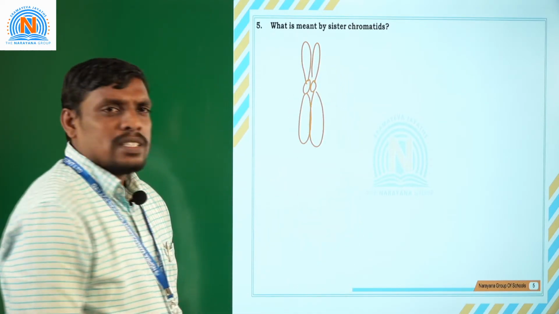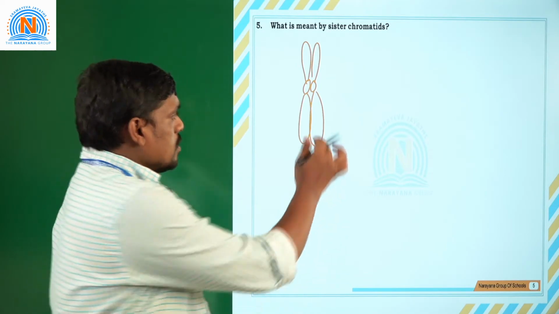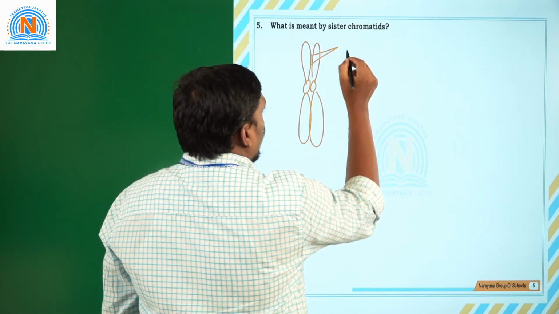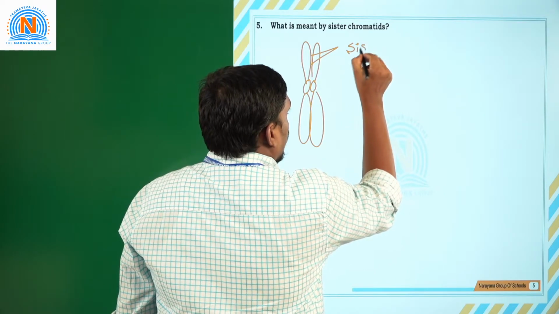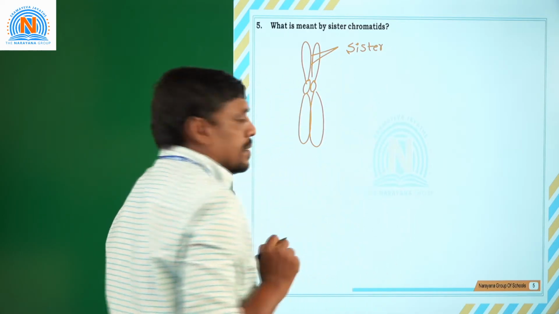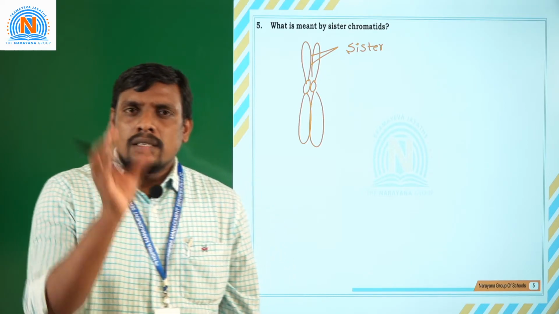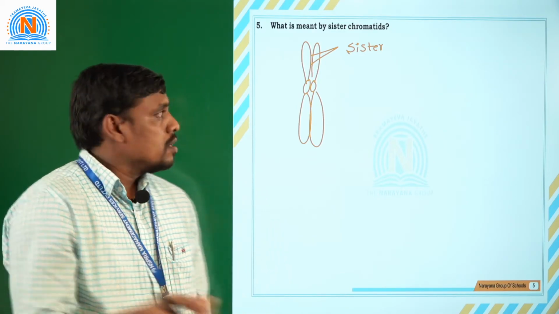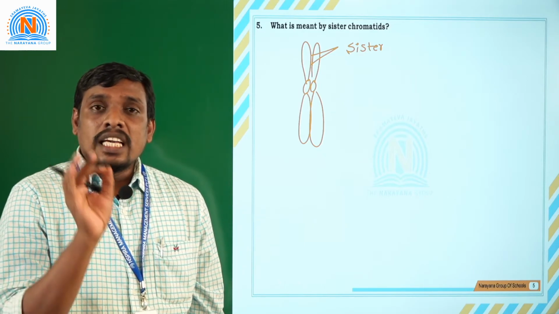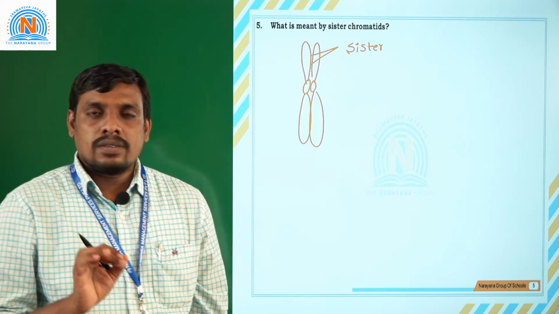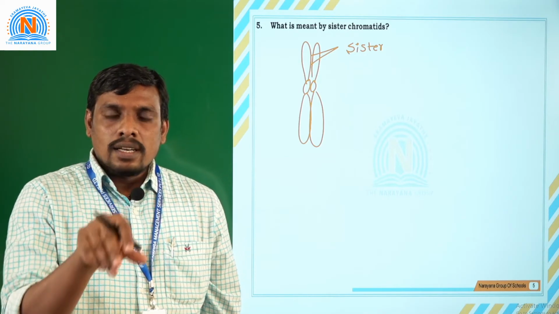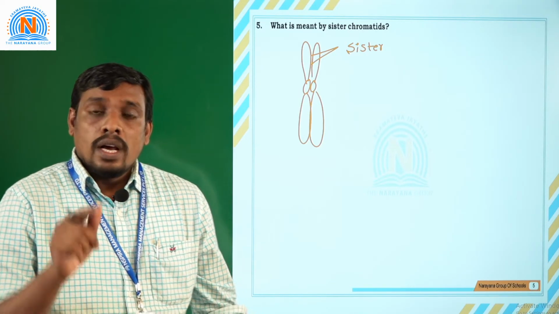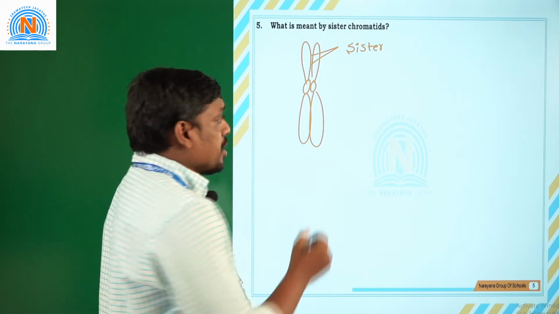Eukaryotic chromosomes generally look like this. The paired structure of chromosomes is called sister chromatids. What are they called? Sister chromatids. Paired organisms are nothing but twins, isn't it? In the same way, sisters have equivalent or identical characters. Chromosomes which have identical characters are considered sister chromatids. These sister chromatids are replicated chromosomes of eukaryotic organisms.